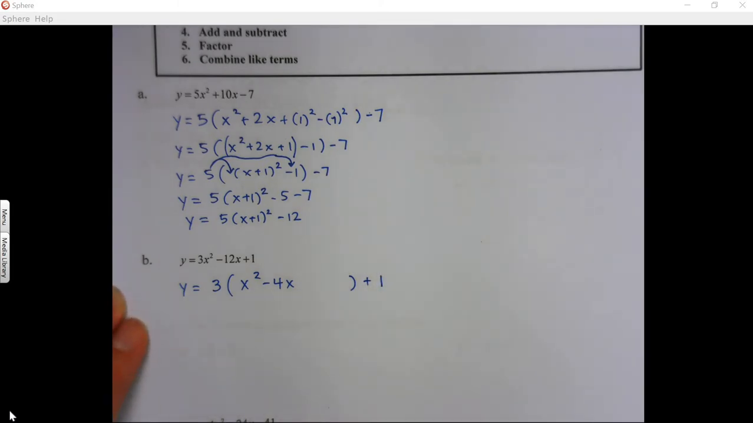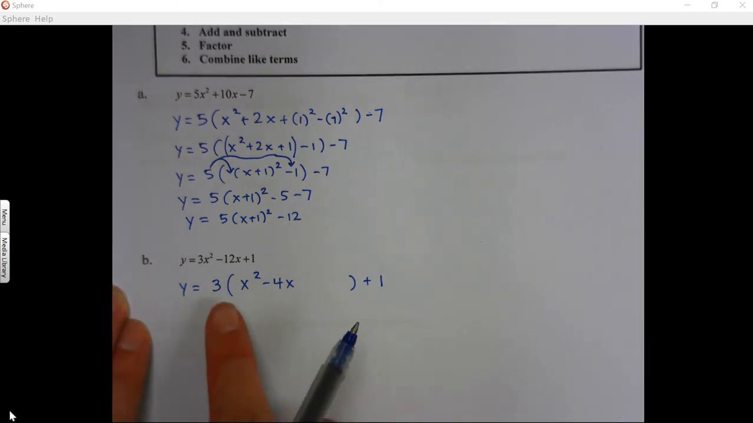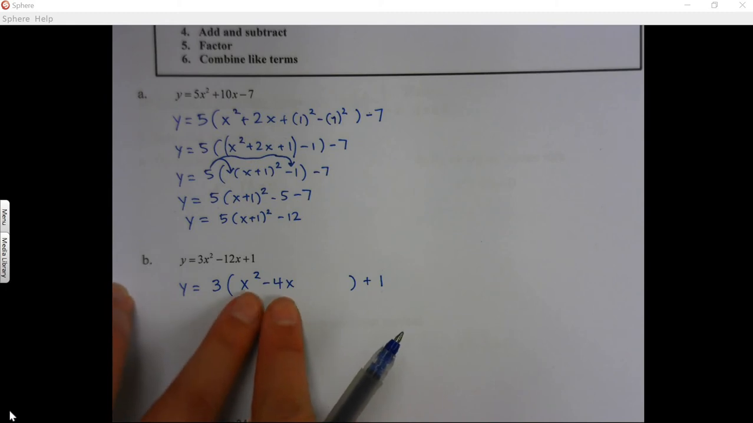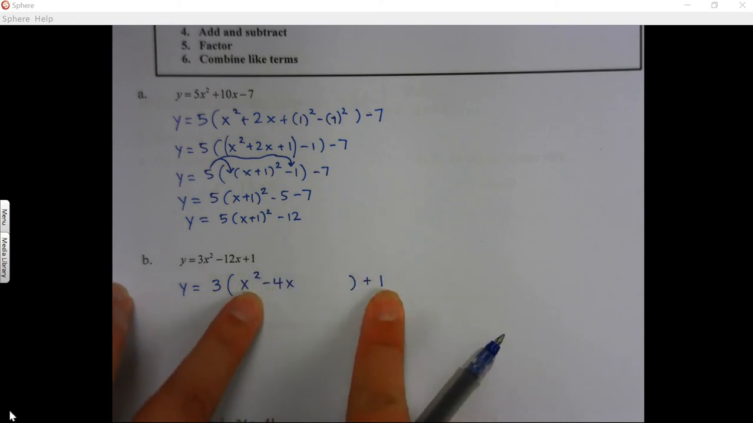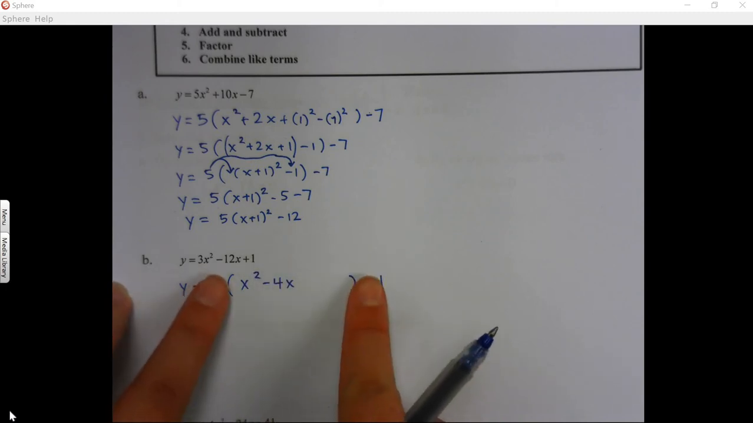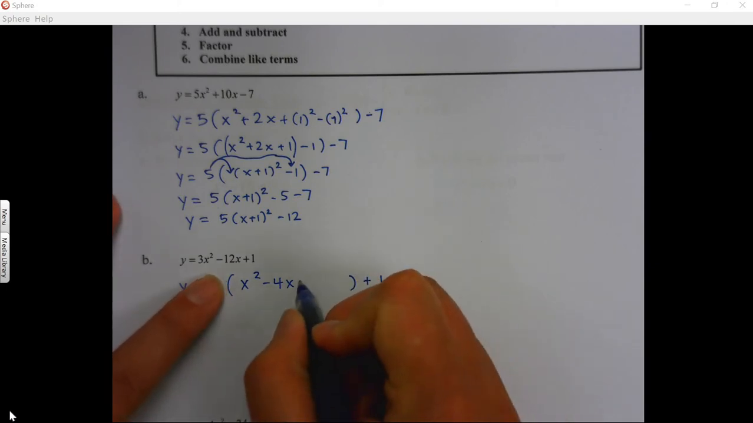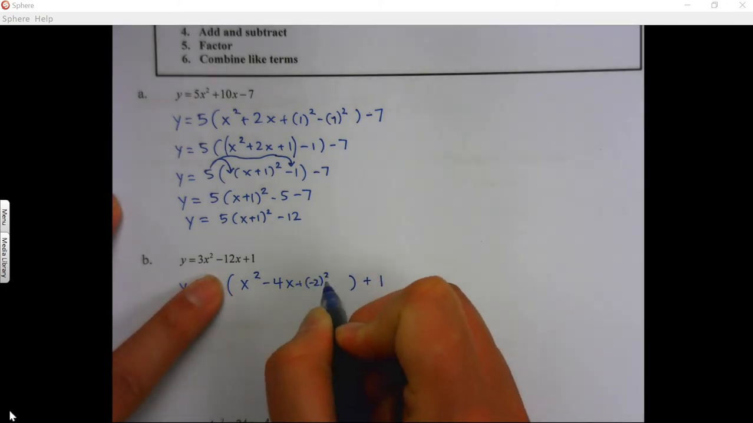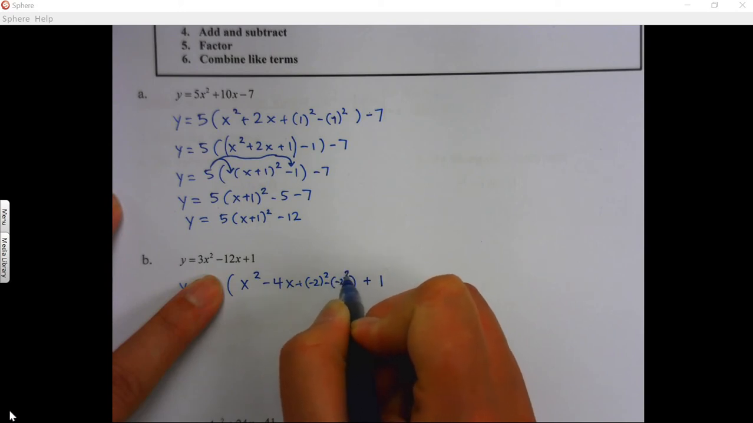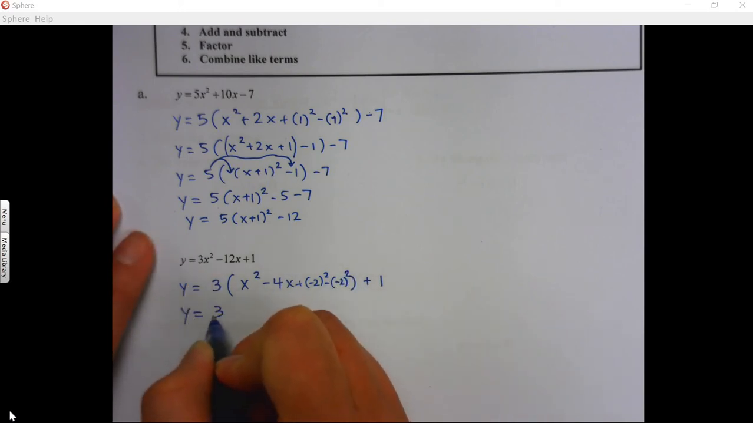Have a good afternoon. So I've factored out the 3 again out of those first 2 terms. I've moved the 1 over to the side over there. Again, now we're just looking at this x squared minus 4x to complete the square. Again, I'm taking the negative 4, I'm dividing by 2, and I get a negative 2. And we're going to square it, and we're going to subtract that same value so as to not change the value of the problem.